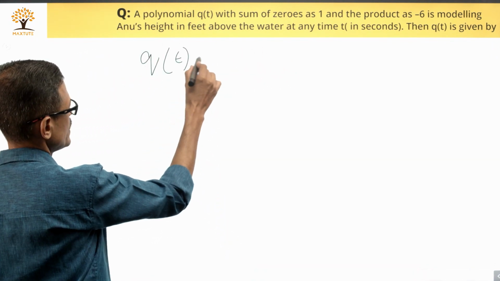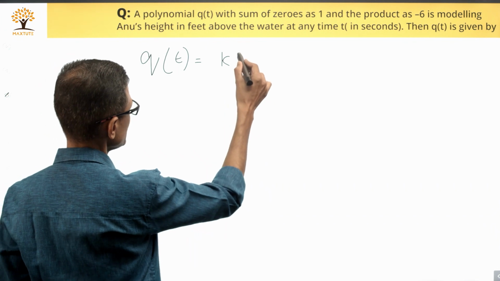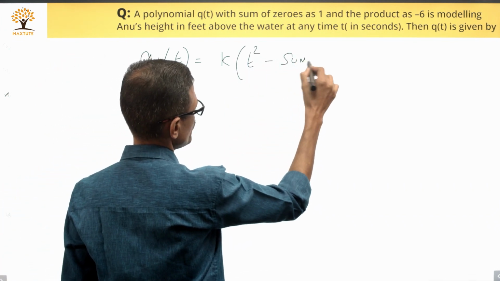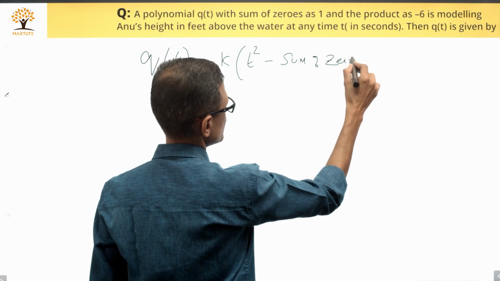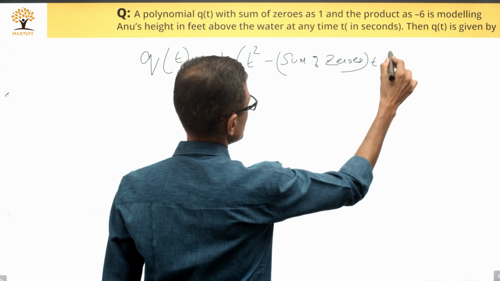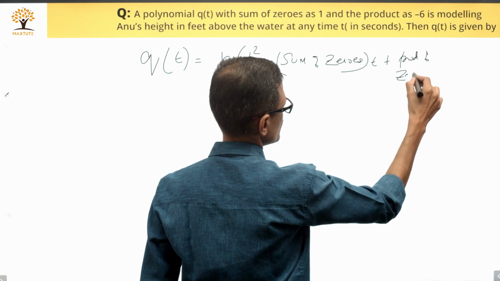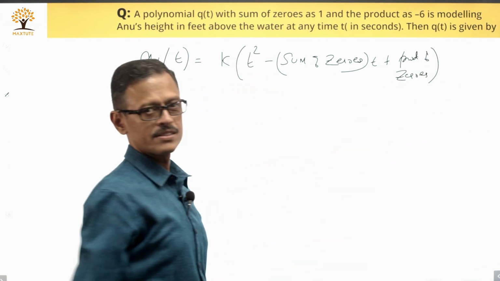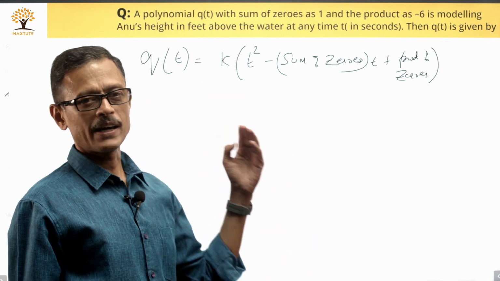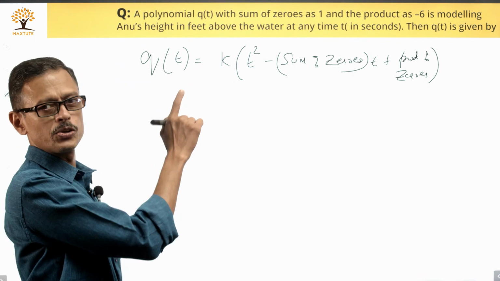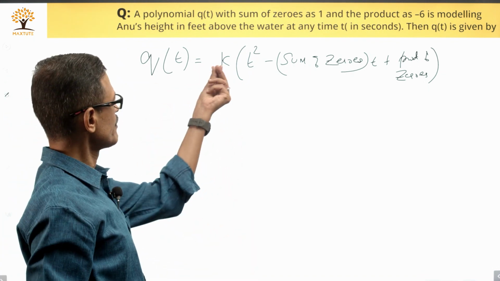Q of t is equal to some k into t square minus sum of zeros into t plus product of zeros is what we have. This is essentially the equation of the parabola that Anu is going to take, right? And again we know that when t is equal to 0, q of t is equal to 48. We will come to that to get the value of k.